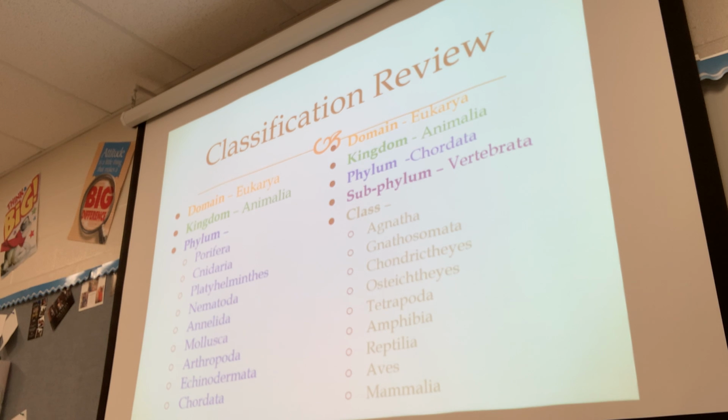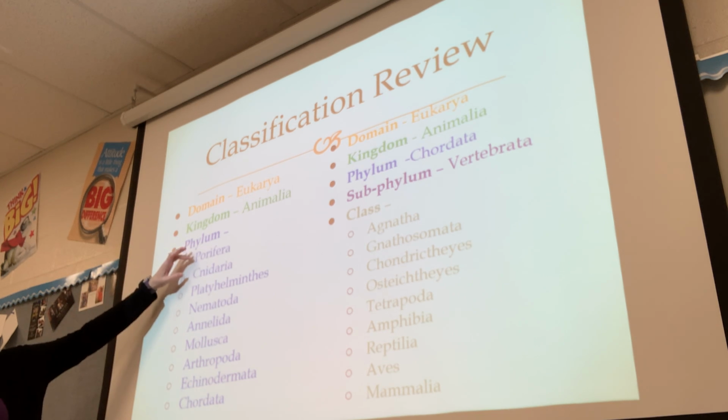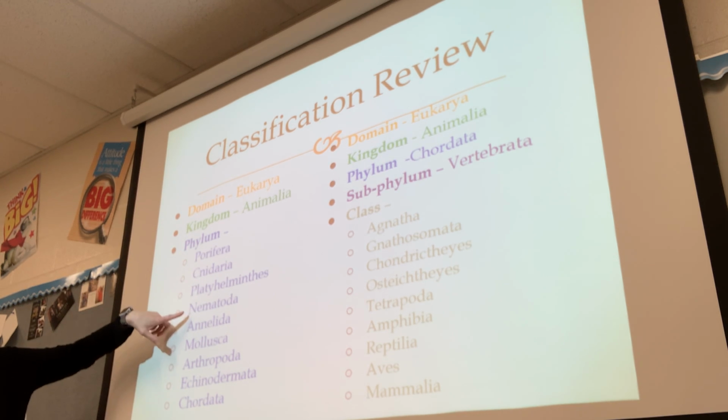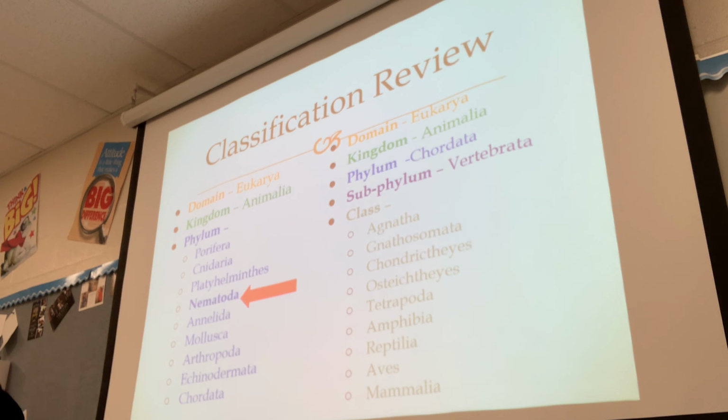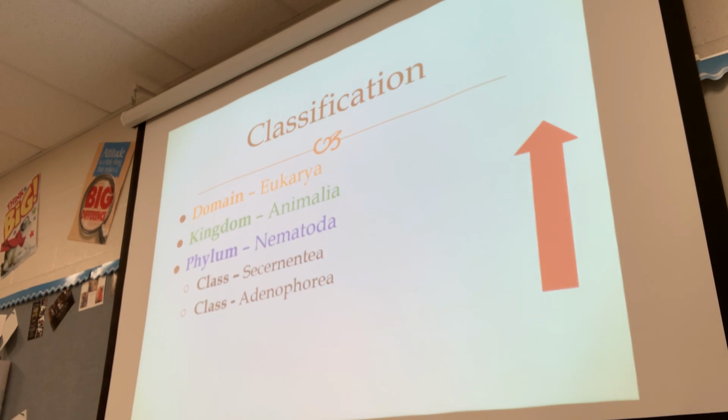So always coming back to this slide, just like we always do, we can see, even in a short amount of time, we've gotten through Porifera, Cnidaria, and Platyhelminthes, and now we're on Nematoda. Nematoda are the roundworms. So these are the classes that you're responsible for knowing in Nematoda. Again, domain Eukarya, kingdom Animalia, phylum Nematoda, and then we have class Chromadorea, and then Enoplea. Fun Latin words.